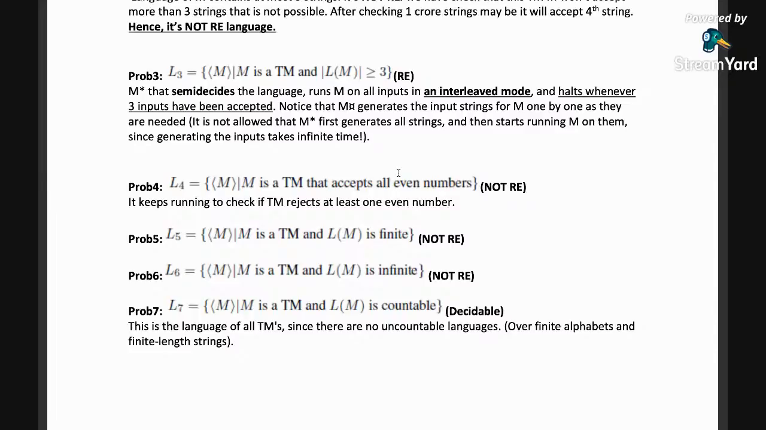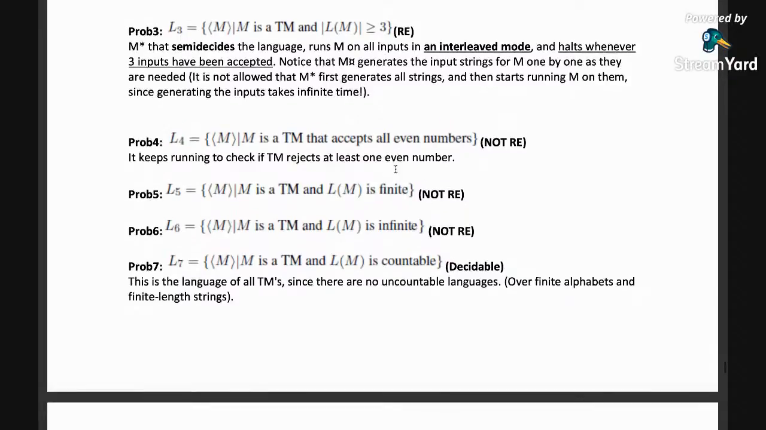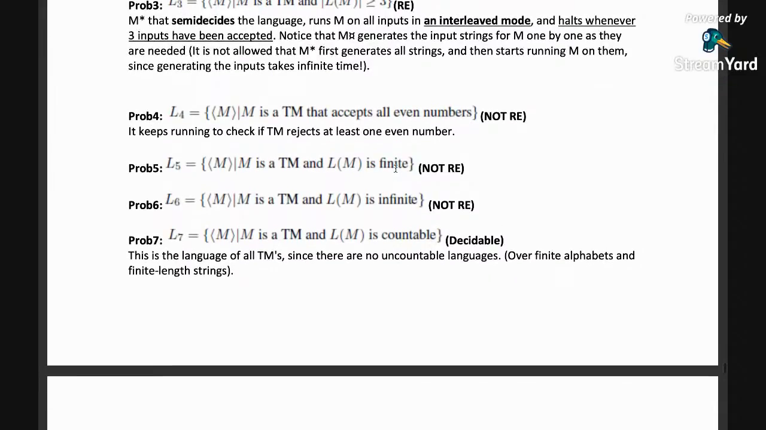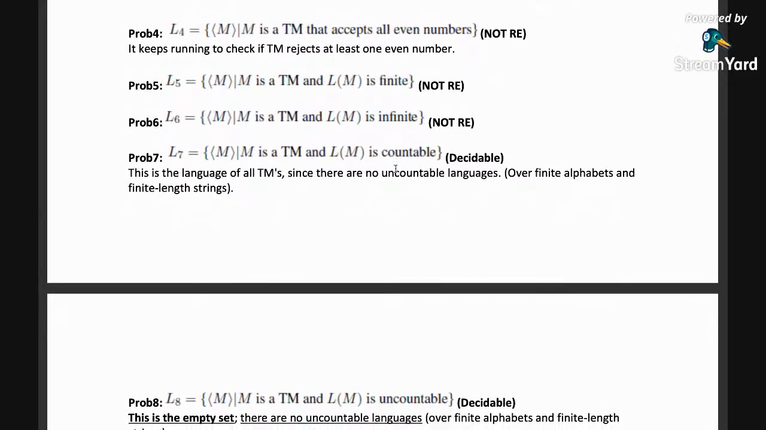M star that semi-decides the language runs M on all inputs in an interleaved mode, and halts whenever three inputs have been accepted. Notice that M star generates the input strings for M one by one as they are needed. It's not allowed that M star first generates all strings and then starts running M on them, since generating inputs takes infinite time. L4: M is a Turing machine that accepts all even numbers. Not recursively enumerable. It keeps running to check if the TM rejects at least one even number.